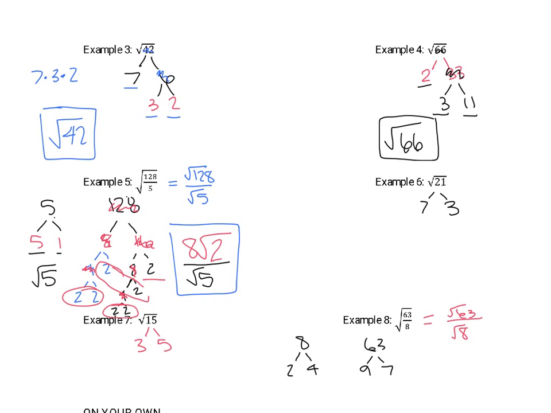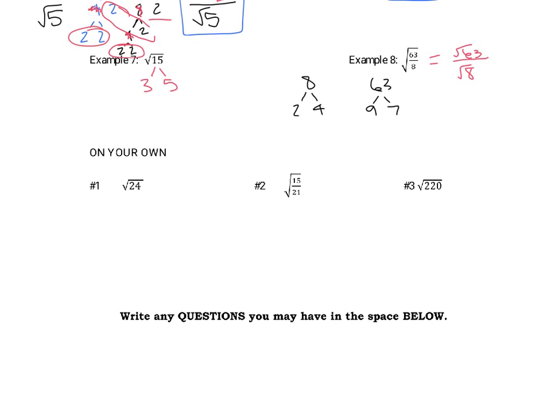Example 6, 21. 7 and 3 can't be broken down any further, so the answer is square root of 21. All right, so 15. 3 times 5 gives me 15, but notice you can't break down either one of those numbers, so square root of 15 can't be simplified.